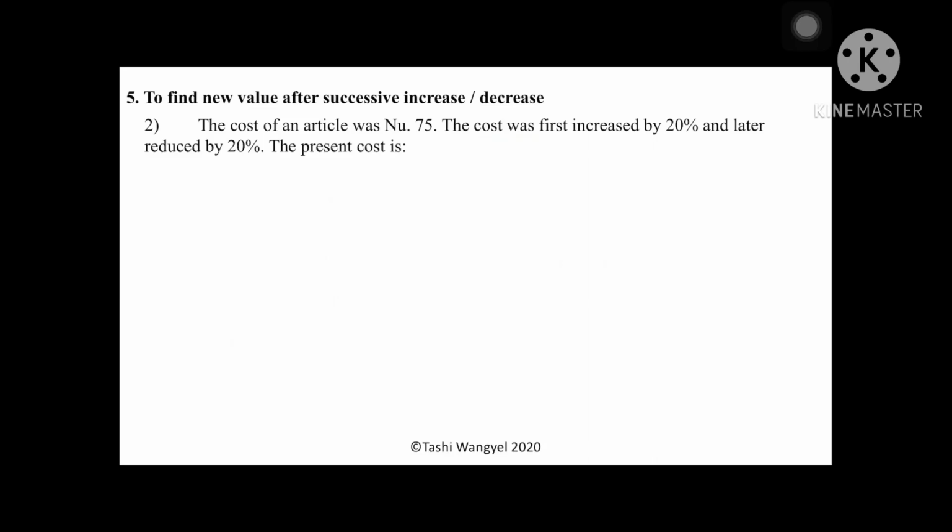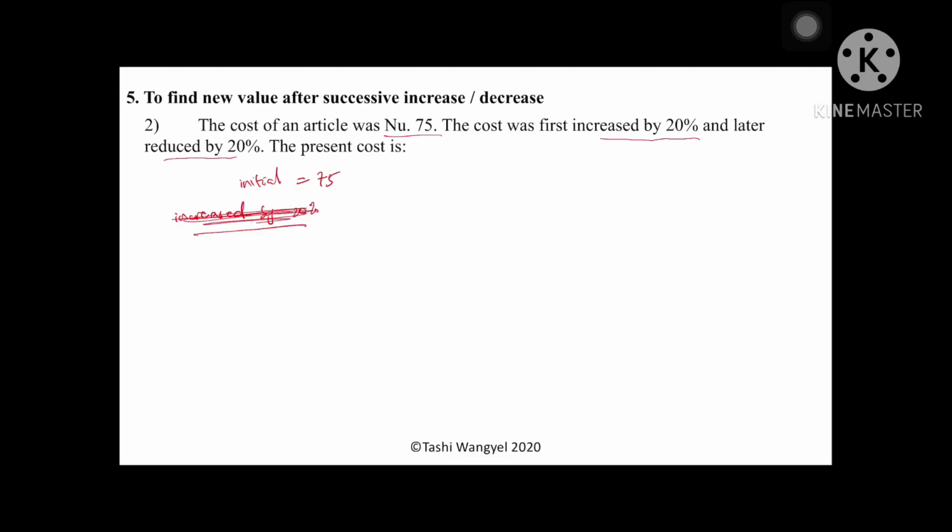The cost of an article was 75. The initial cost was 75, and the cost was first increased by 20% and then later reduced by 20%. The question is, what is the present cost?